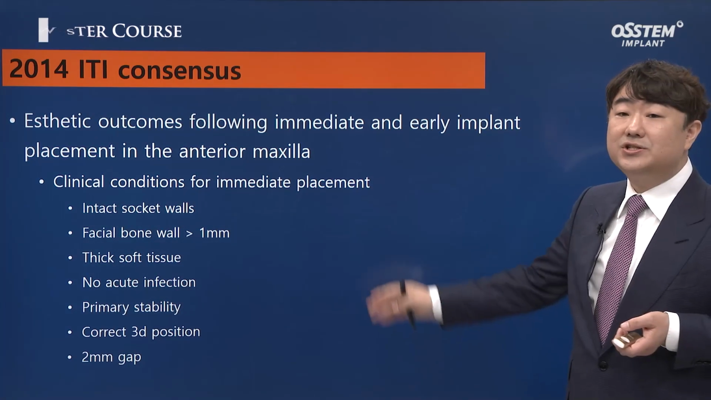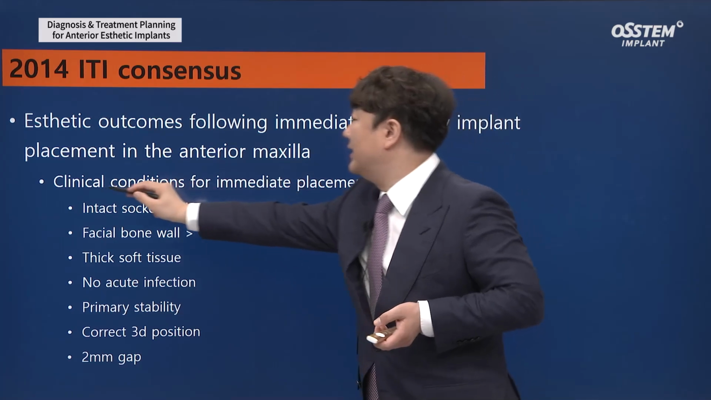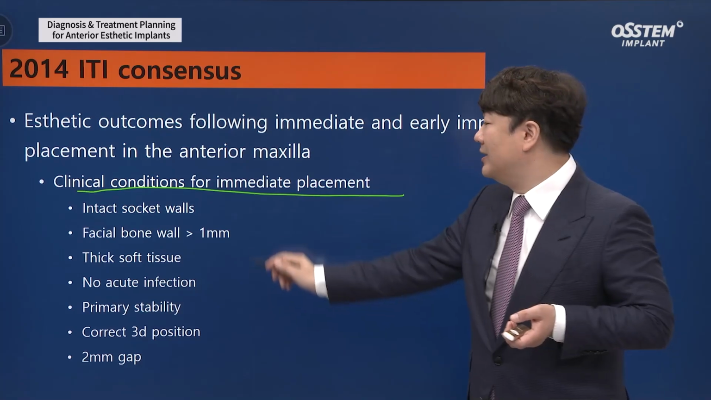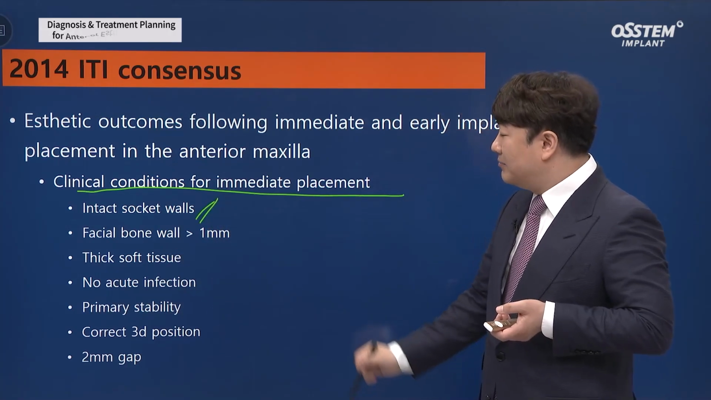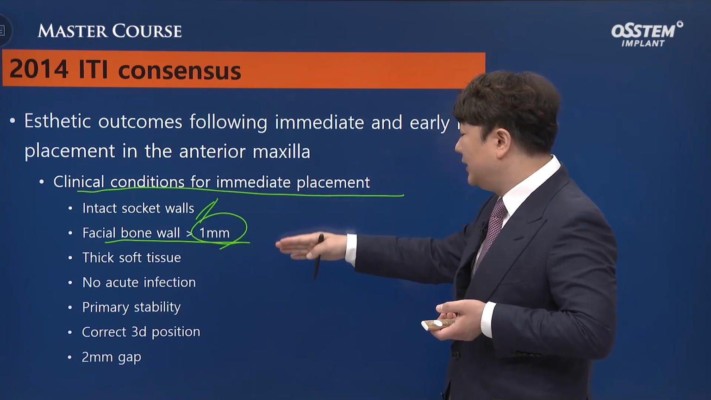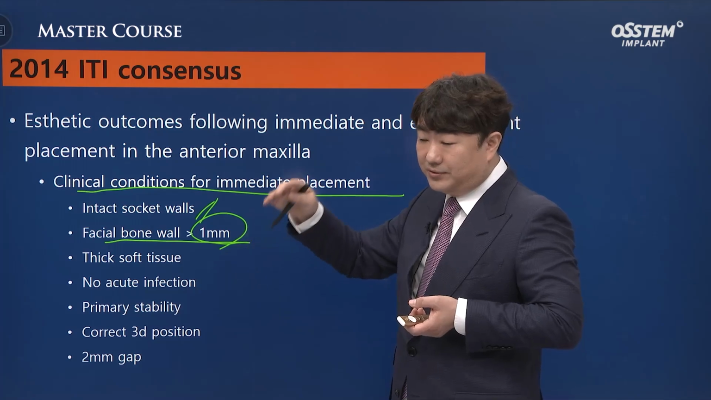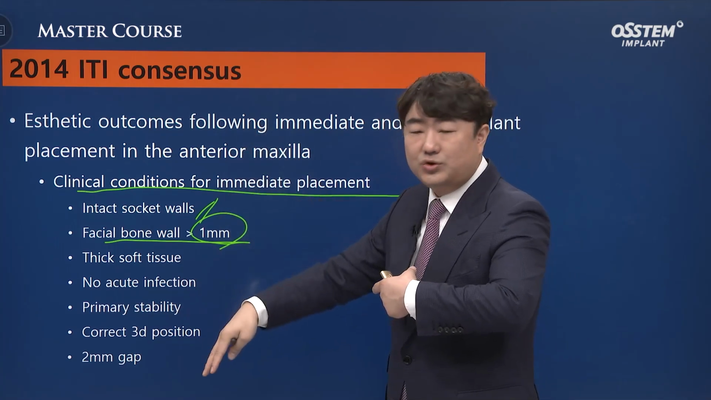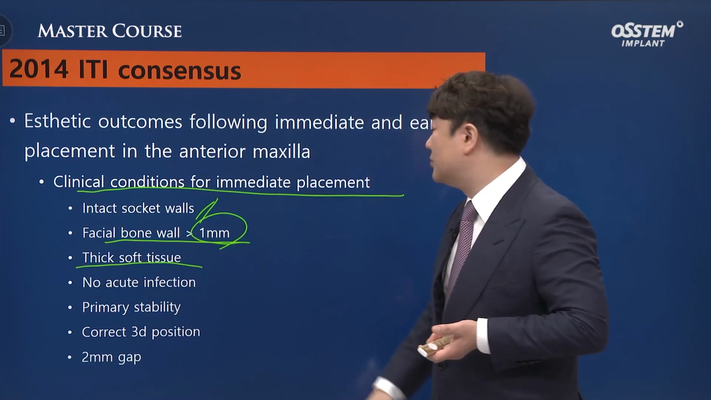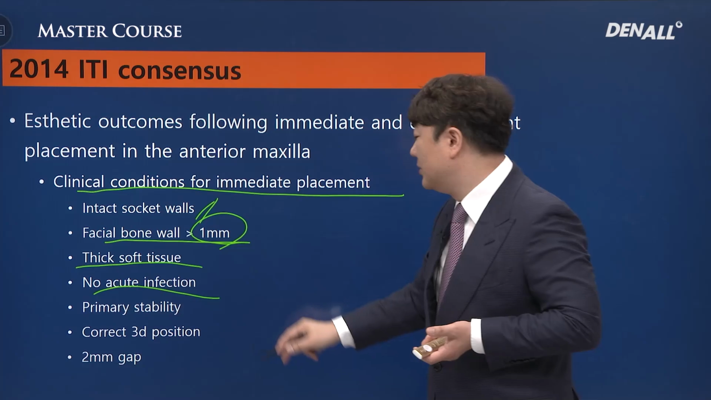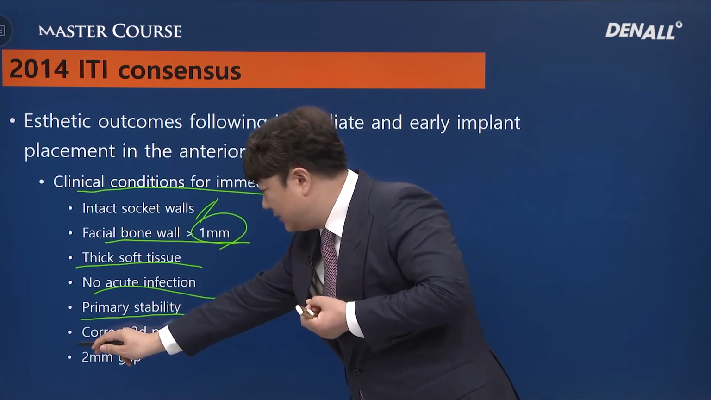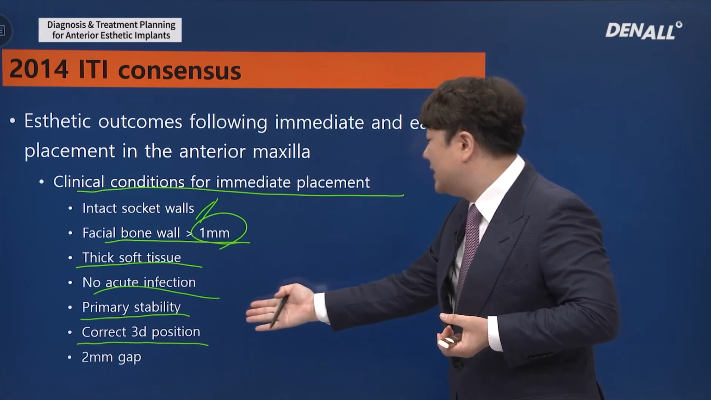This is something that we already know. There should be intact socket walls. Also, the facial bone wall should be over 1 millimeter. If it is below 1 millimeter, when immediate implant placement is done, atrophy can occur. Biotype should be thick. There should be no acute infection. There should be good primary stability. And we need to have a correct 3D position. It should be in the comfort zone.